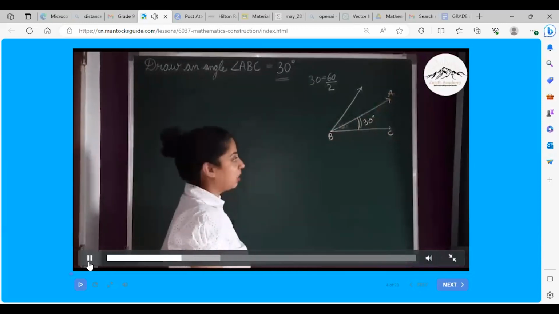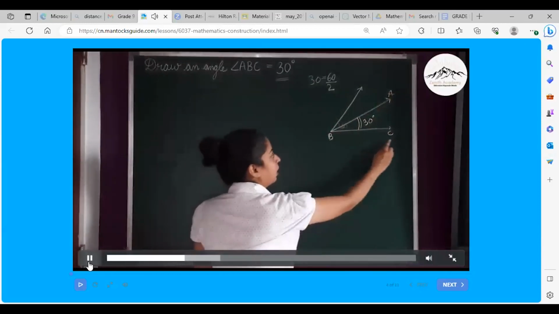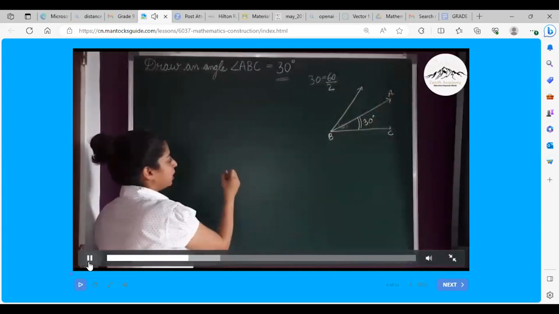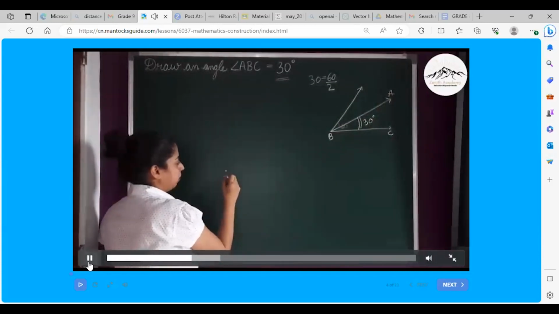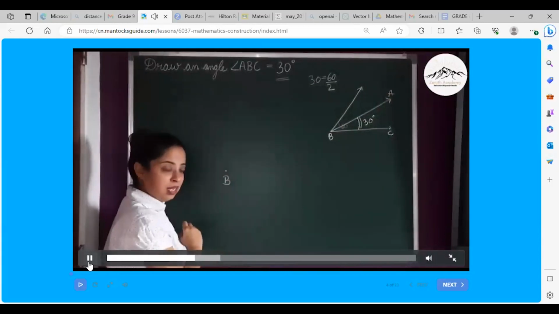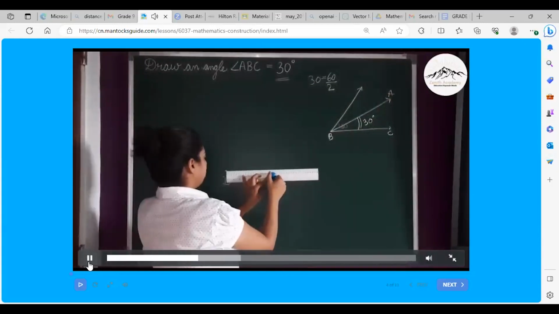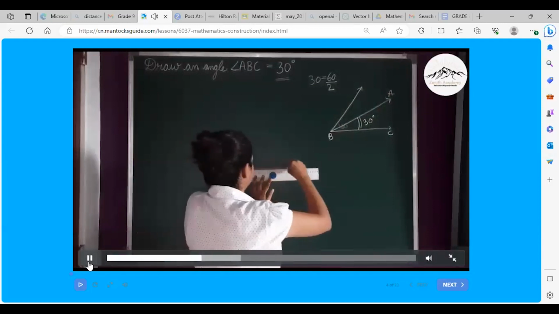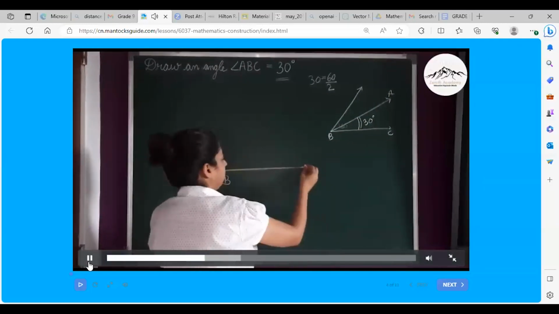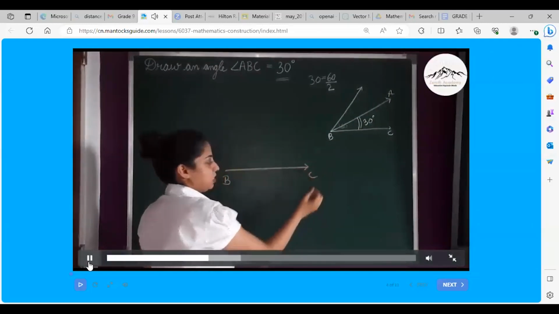Right? So let us get started. So for this, first you have to draw the ray BC. So on your page, mark the point B with a sharp point pencil, then draw the ray BC. Now this is BC.